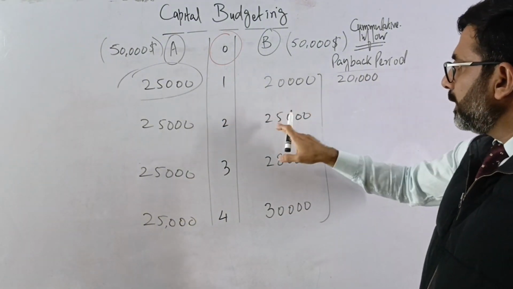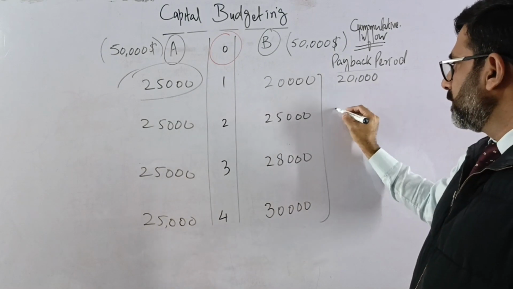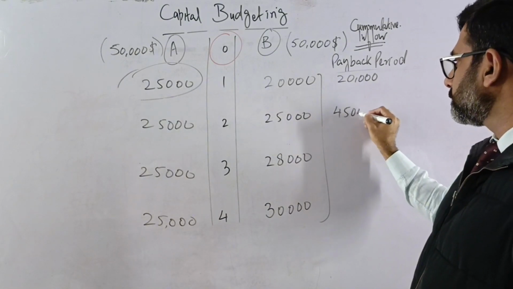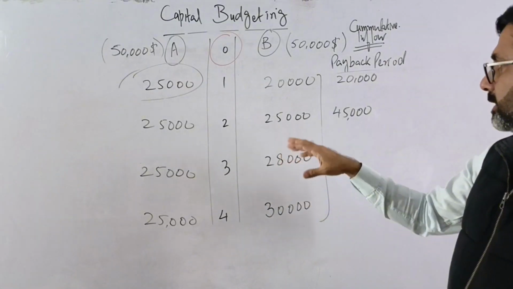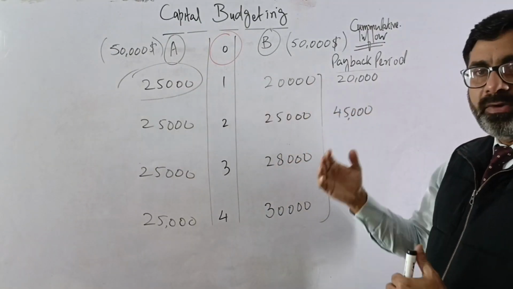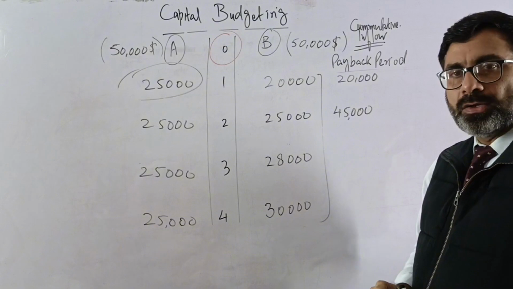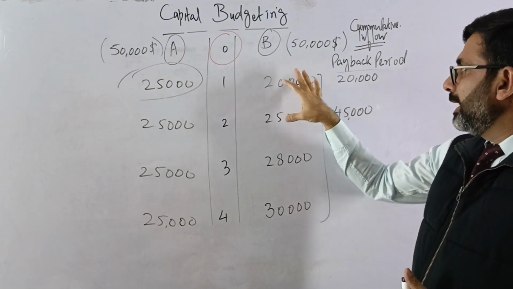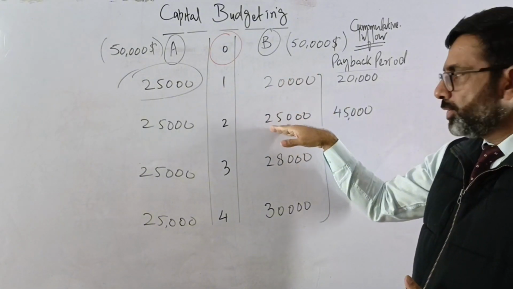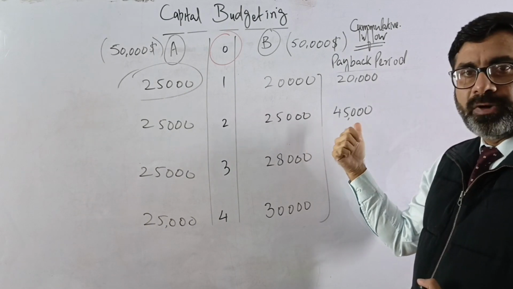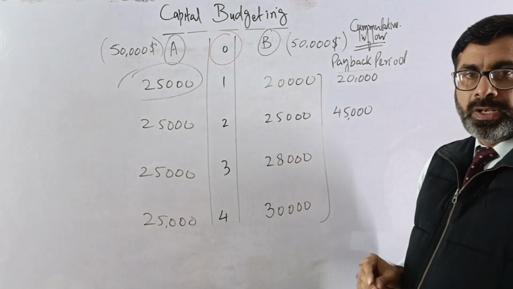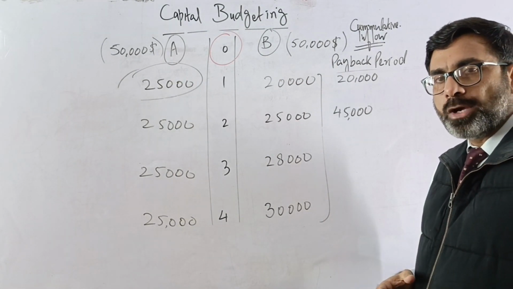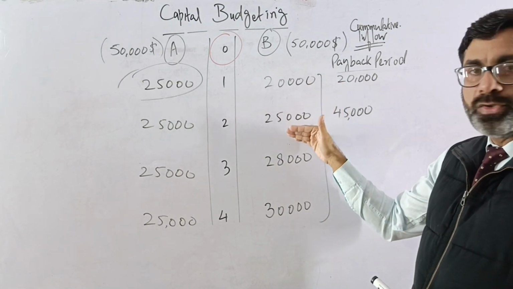Now 20,000 plus 25,000, so it will be 45,000. It means that in year one, they have received back 20,000, and in year two, the combination of year one and year two, they have got 45,000. But still, they have not achieved the target of 50,000. This means the payback period is more than 2 years.